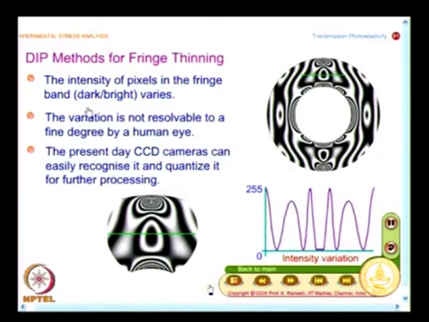So, the point here is the intensity of the pixels in the fringe band varies. The variation is not resolvable to a fine degree by a human eye. The present day CCD cameras can easily recognize it and quantize it for further processing. So, this is what is important, but even before we use intensity information, people also have used only the binary information, identify the fringe area and strip the outer pixels and get the skeleton.